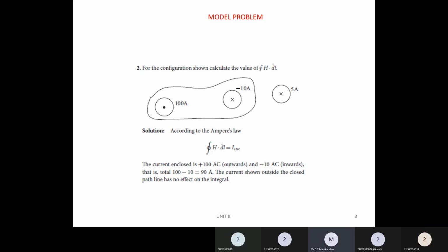So the total current is nothing but 100 minus 10 amperes. They have given us minus 10 amperes, so you'll be getting 100 minus 10, which is 90 amperes. The 5 amperes is outside the path, so it has no effect on the field. That's what I have told them: if you are taking the integral, the path should be the closed one.